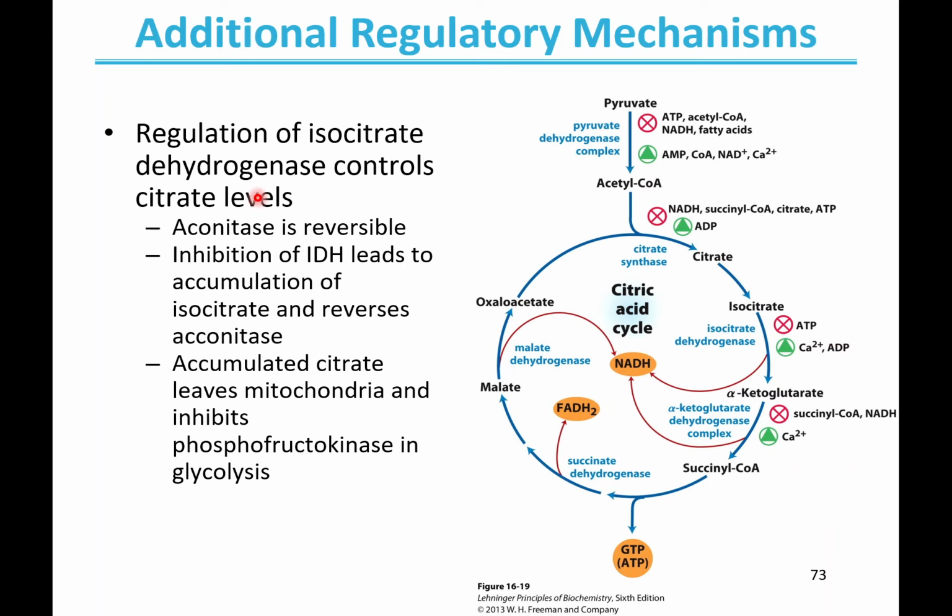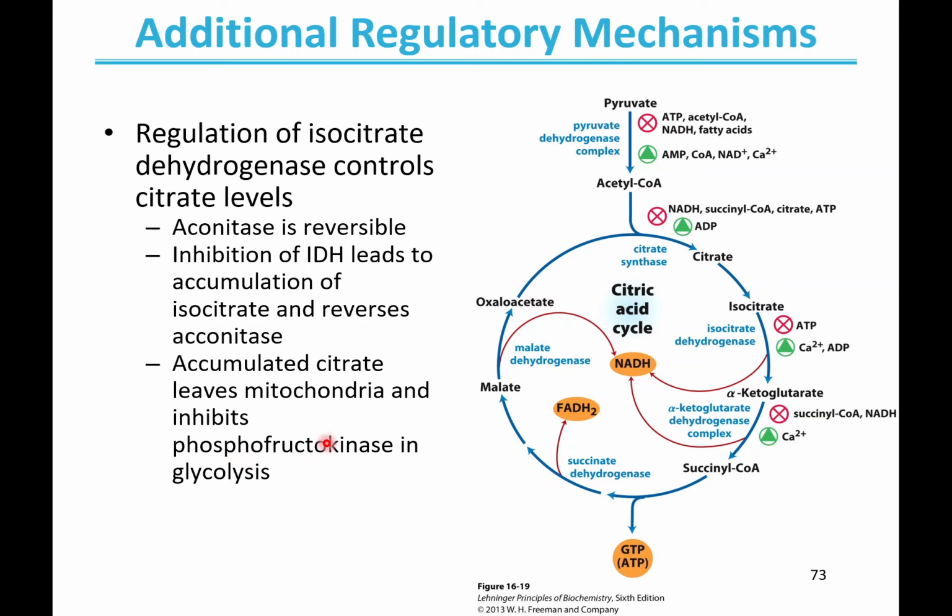The regulation of isocitrate dehydrogenase controls citrate levels. Aconitase is reversible, so citrate to isocitrate. It's a reversible step. Okay, so when isocitrate dehydrogenase is regulated, isocitrate levels can build up. When that builds up, this is a reversible step, so if you have a lot of isocitrate around, it goes back to citrate. Citrate can then be used as another building block, but it can also leave the mitochondria.